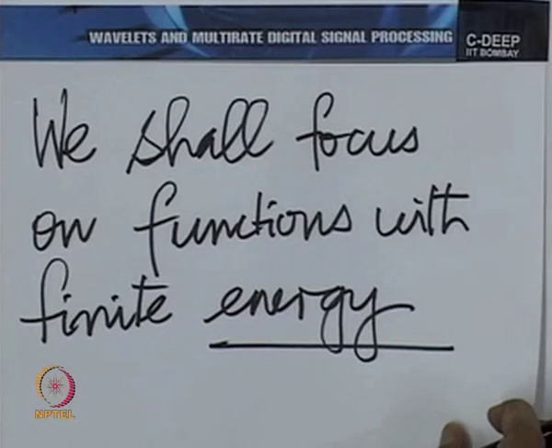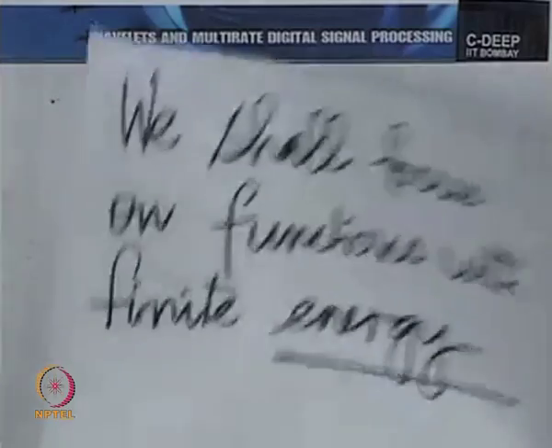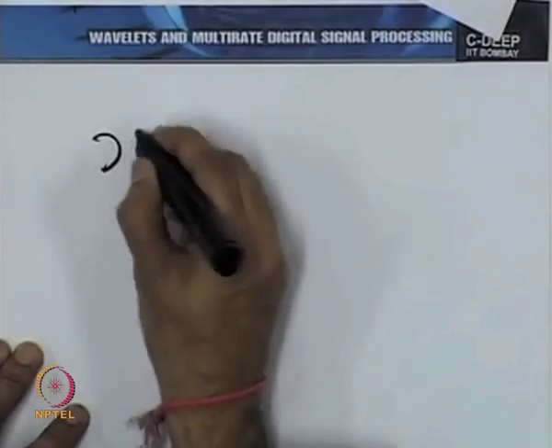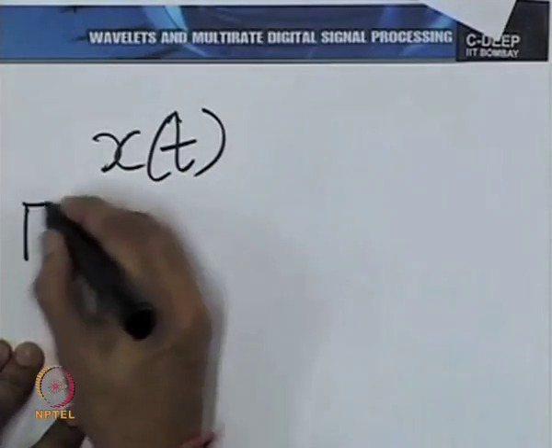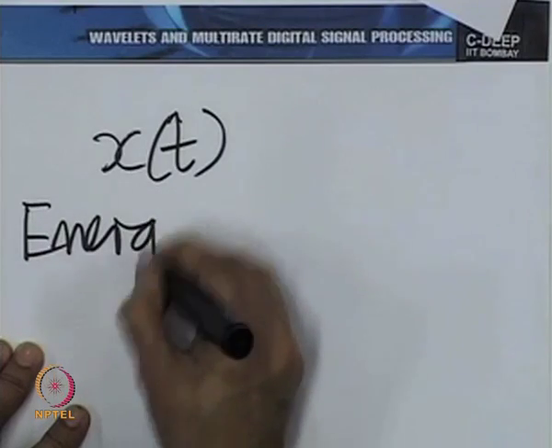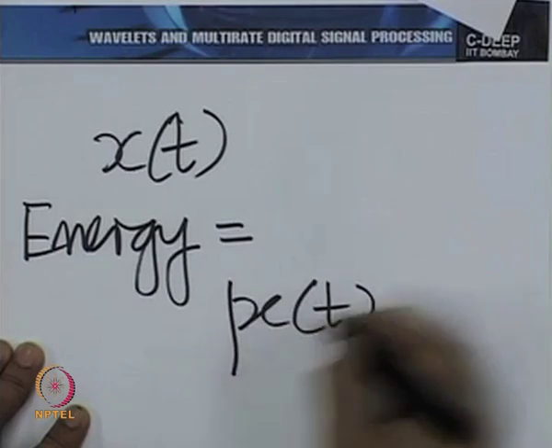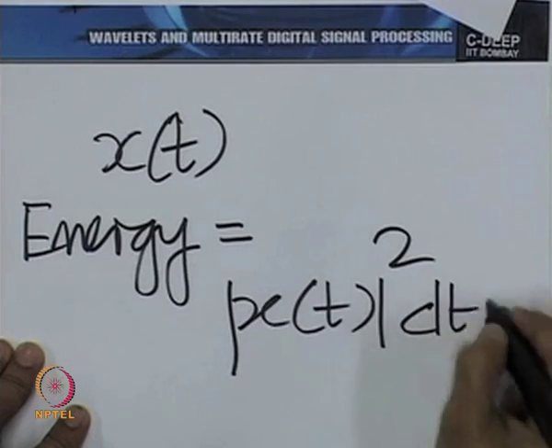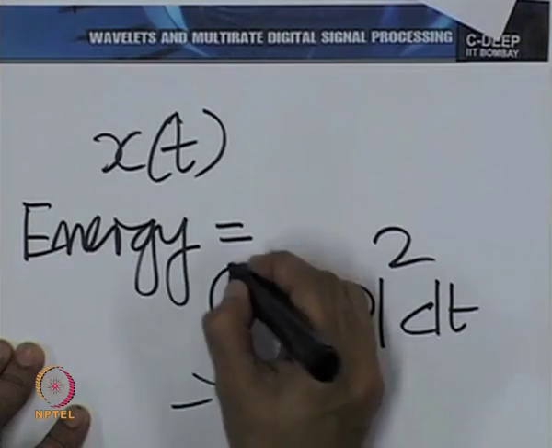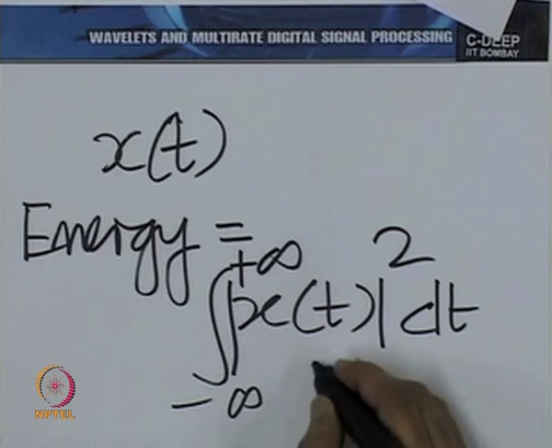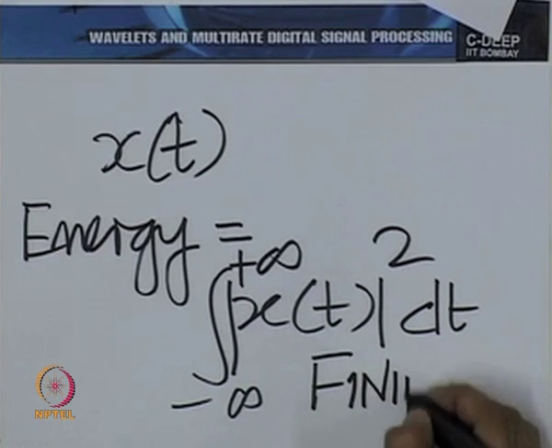Energy is essentially the integral of the modulus squared. So, if I have a function x of t, the energy in x of t is the integral of mod x t squared over all t, and this needs to be finite. All that we are saying is this.